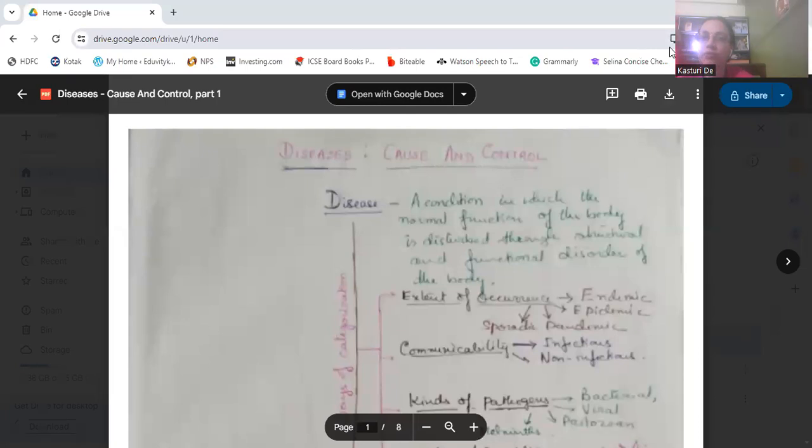So today we'll be starting our new chapter according to the ICSE syllabus, Class 9. This is Diseases, Cause and Control.